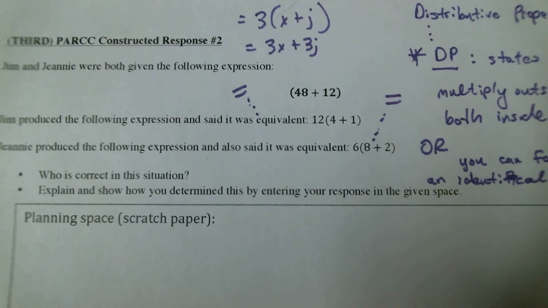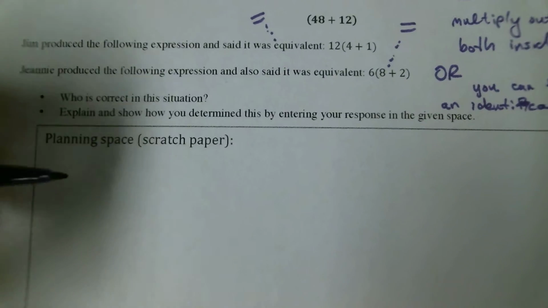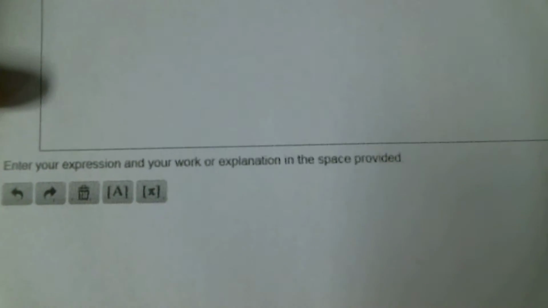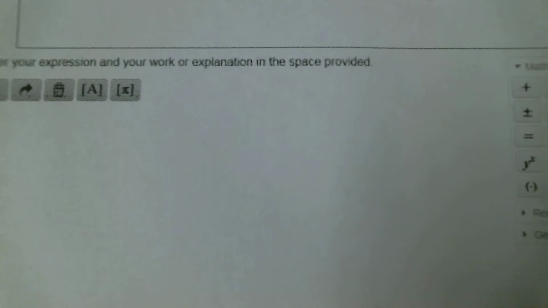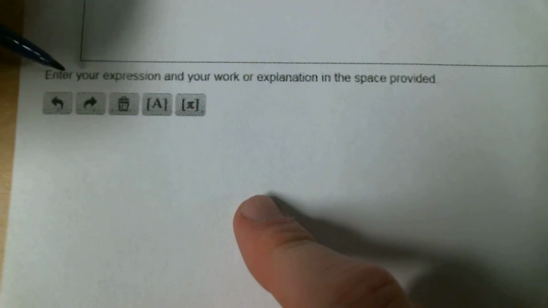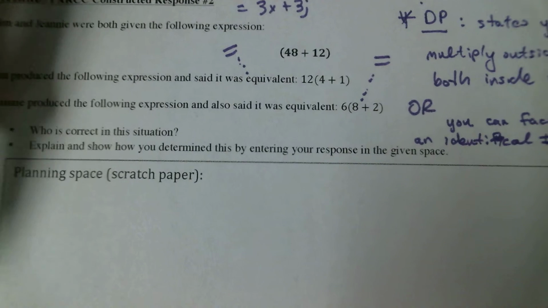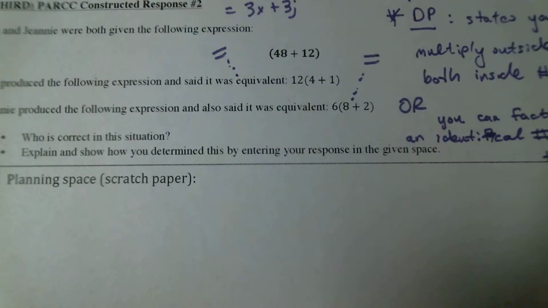And we want to say who do we think is correct in this situation and explain that using the given space. So when you get to Park, you're going to have scratch paper to work stuff out, but then you're going to be expected to enter your answer in a space that looks like this. You'll have tools off to the right like this, and it'll tell you to write it right in here. You'll have a redo button, an undo button, a delete everything button, all that kind of stuff. So let's actually think about this. Let's actually start to plan this before we actually write.